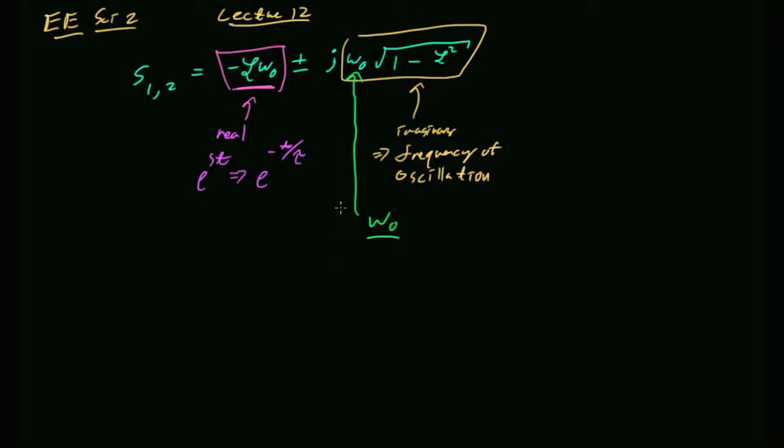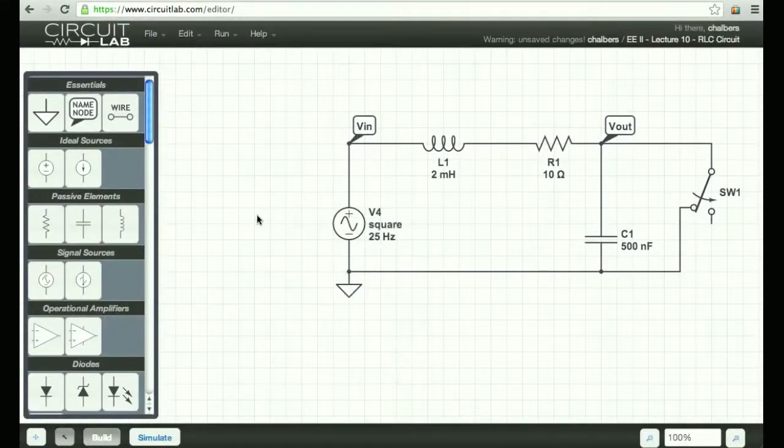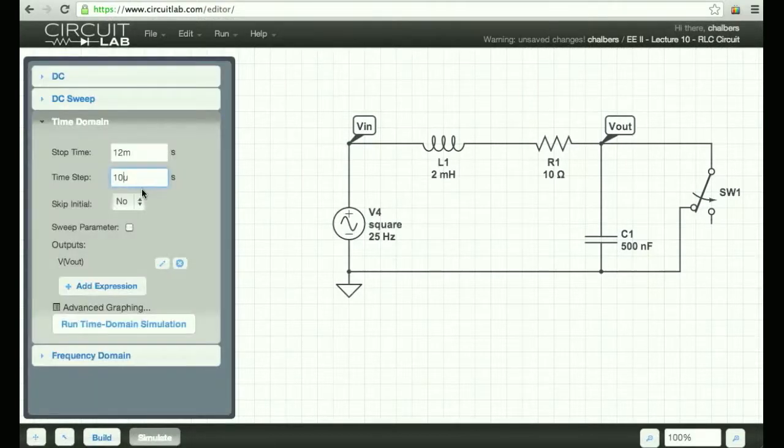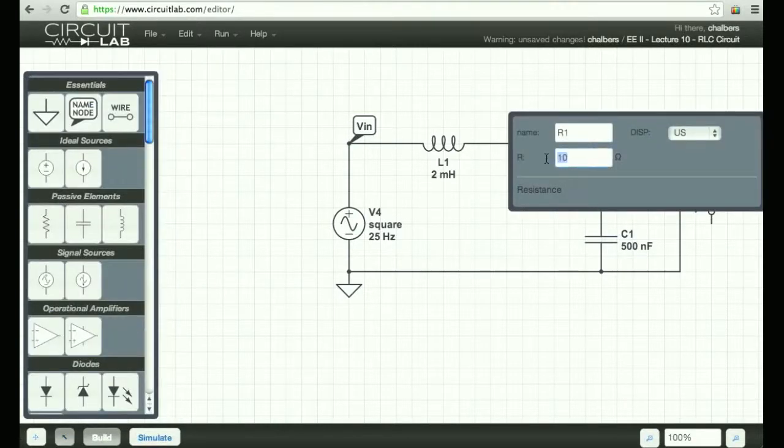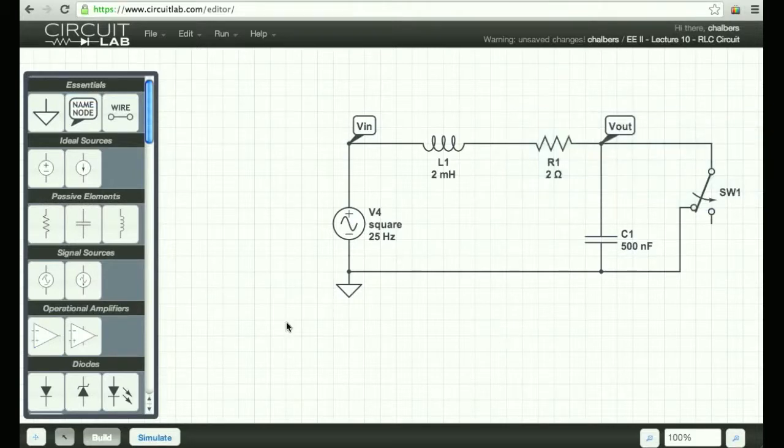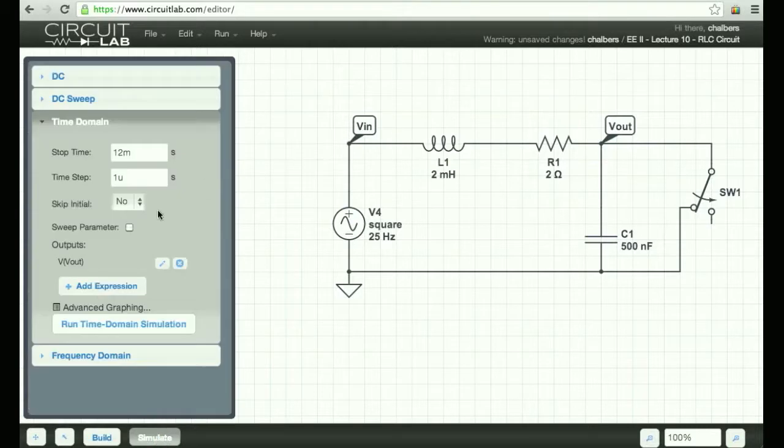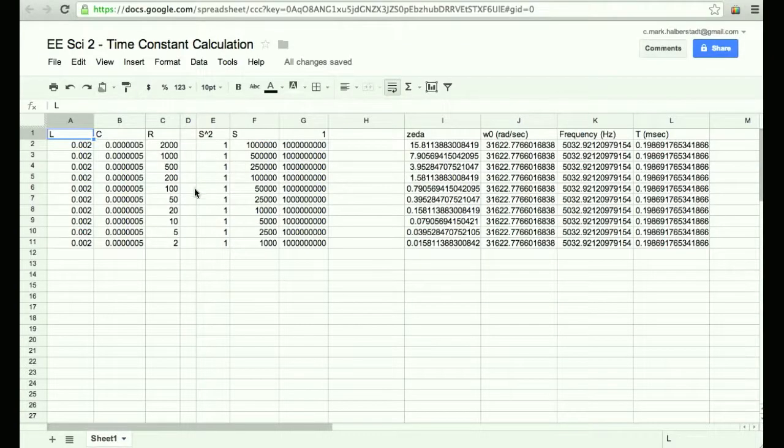Right. So I think the argument was, in this particular case, I guess I should pull up my spreadsheet, huh? Let's see, lecture, day two. Okay, so for the example we're doing, I've got a resistor of 2. So for the resistor of 2, we were expecting a time constant of 2 milliseconds.